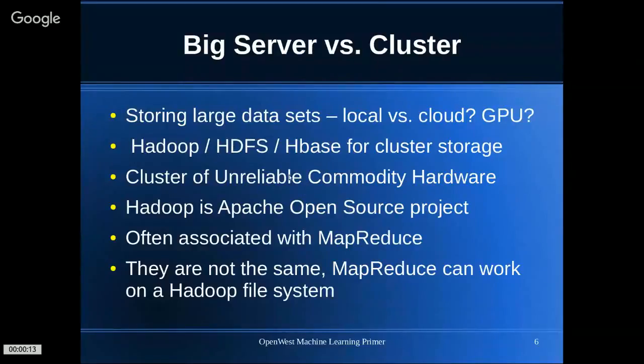So let's take a look here. We have large data sets. What's the reason for clouds and clusters? It's because you may have a data set that you're working with. It's called big data for a reason. So you'll have a data set that's too big to put on one computer, so you get what's called a cluster. And I like this third line in the slides: a cluster of unreliable commodity hardware. There's a database out there called CouchDB, and that's what Couch stands for, a cluster of unreliable commodity hardware.